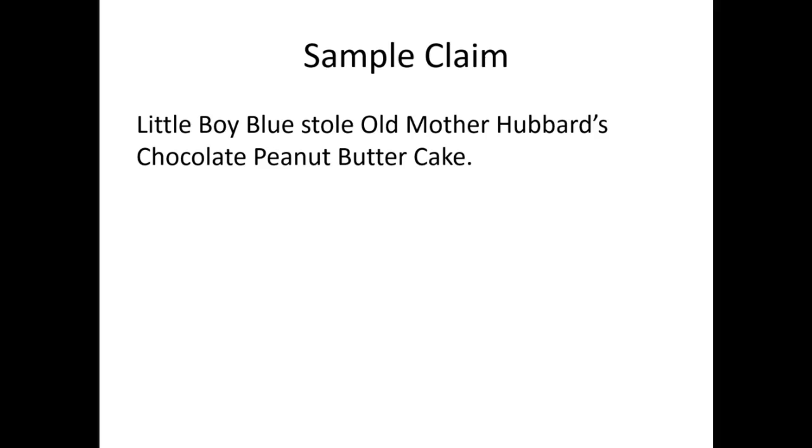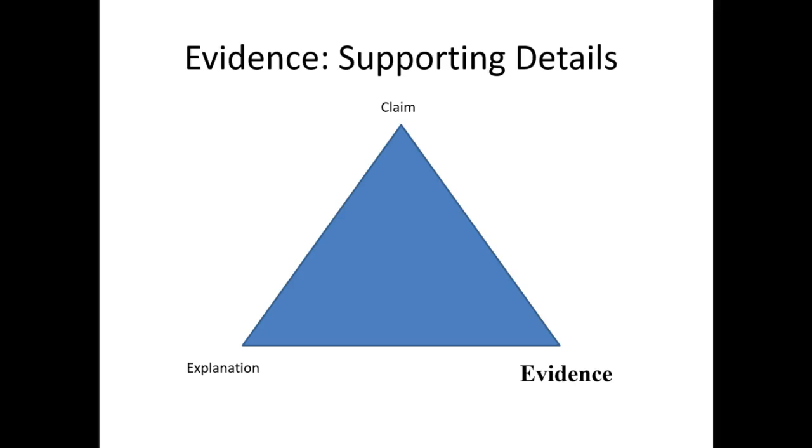We need the next part of the analytic triangle, evidence. Evidence is specific details from an artifact used to support a claim. The form the evidence takes can vary depending on what you are analyzing. If you're analyzing a piece of writing, the evidence will be words or phrases. If you're analyzing an advertisement, the evidence will be the images and colors you see in the advertisement.